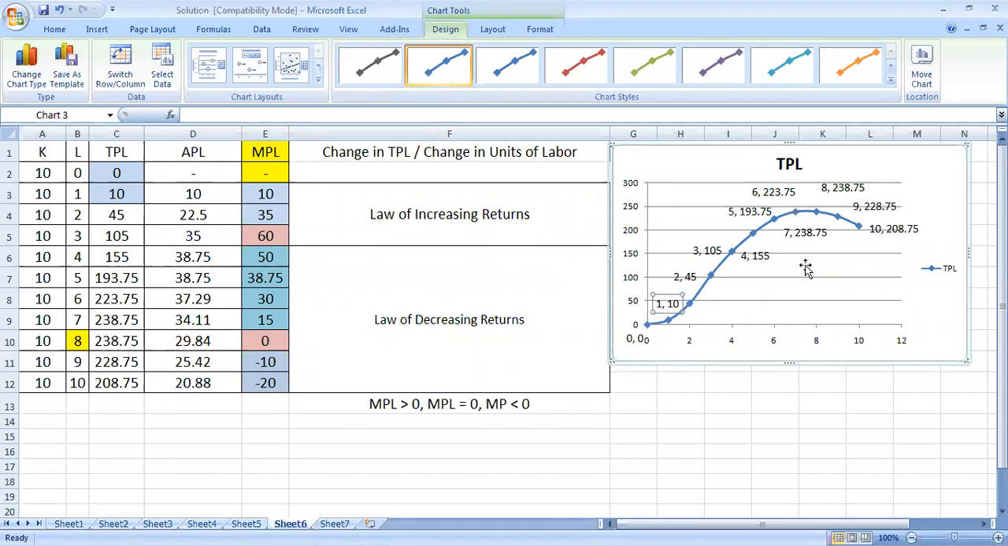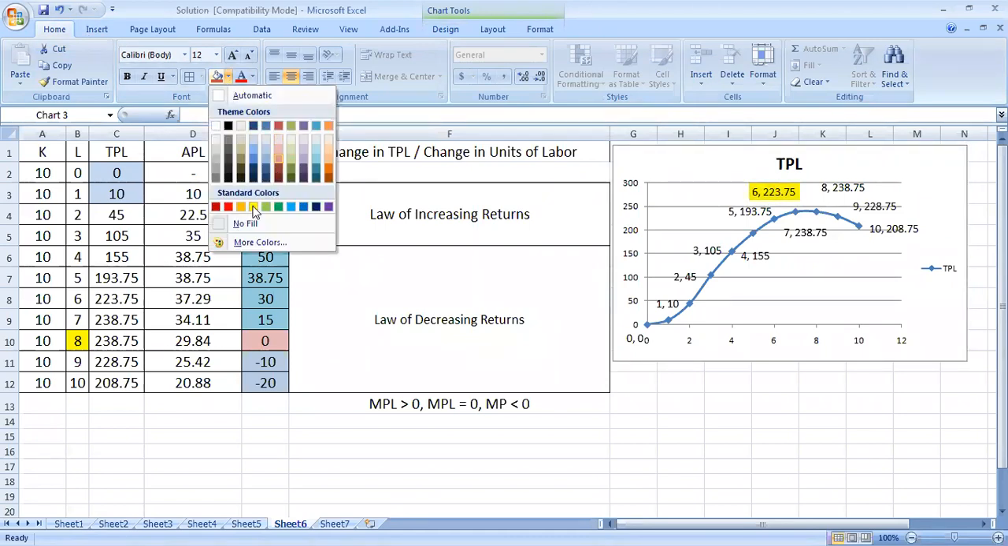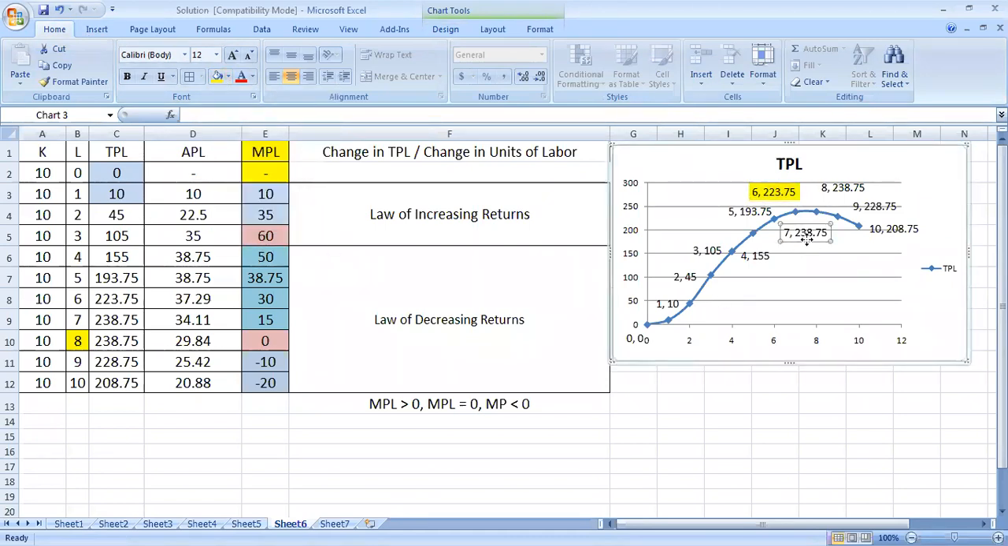At 6 units of labor, this is the information. Let me highlight it for you people. This yellow shade and this yellow shade. We have two yellow shades upon this graph. When we employ 6 units of labor, you could see that the level of output is 223.75.